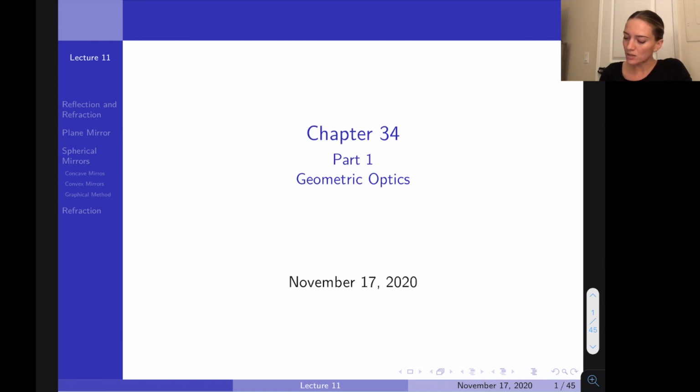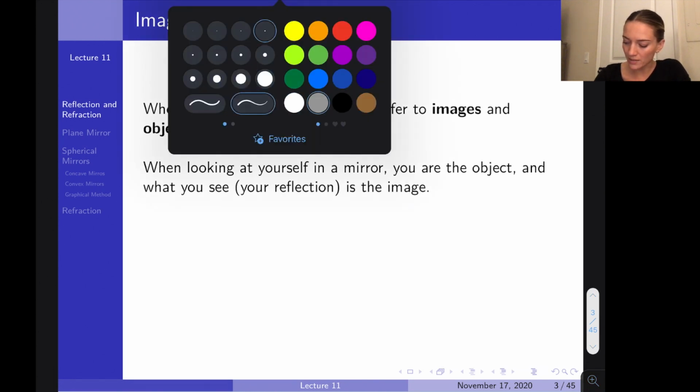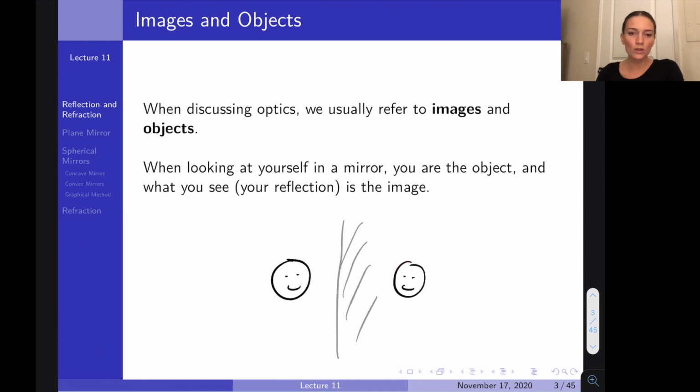So, okay, the first thing we're going to do is just define some of our words. We're going to be talking about images and objects when we talk about optics. As everybody's seen when you look in the mirror, so let's say that's our mirror, you are the object here, and you see an image of yourself in the mirror, like what looks like to be behind the mirror. So that's what we mean when we say image and object. Object is just the actual physical object that's being either reflected or refracted, and then the image is formed by those light rays, which we'll see obviously in more detail soon.